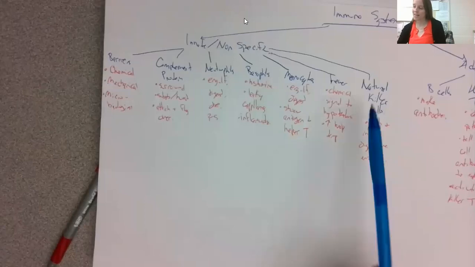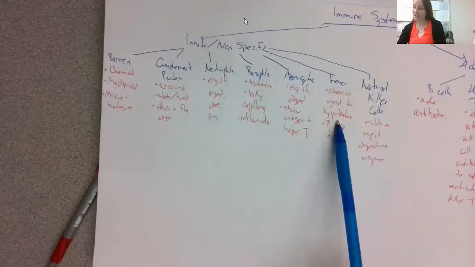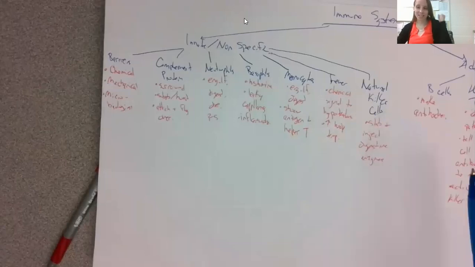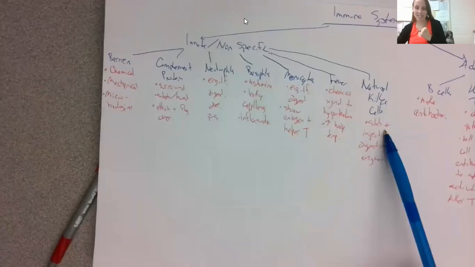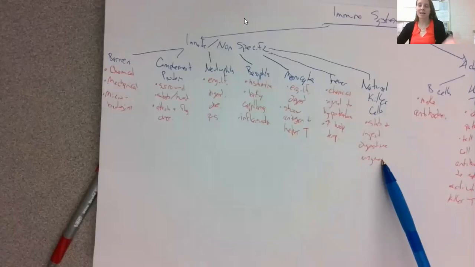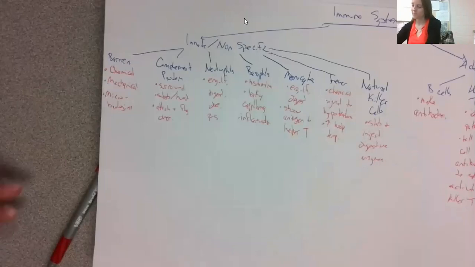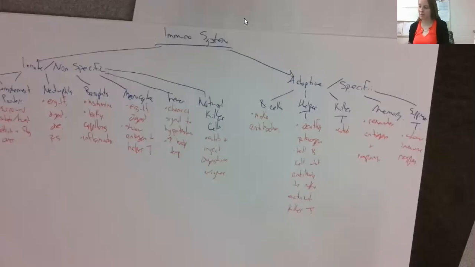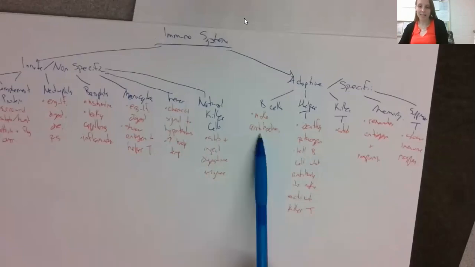A fever is a chemical signal that is sent to the hypothalamus, which increases your body temperature. And then your natural killer cells stab and then inject digestive enzymes into either the infected cell or the cancerous cell. And then we go over to our adaptive or specific immune responses, which is all the B and T cells. So the B cells are going to be the ones that make the antibodies.